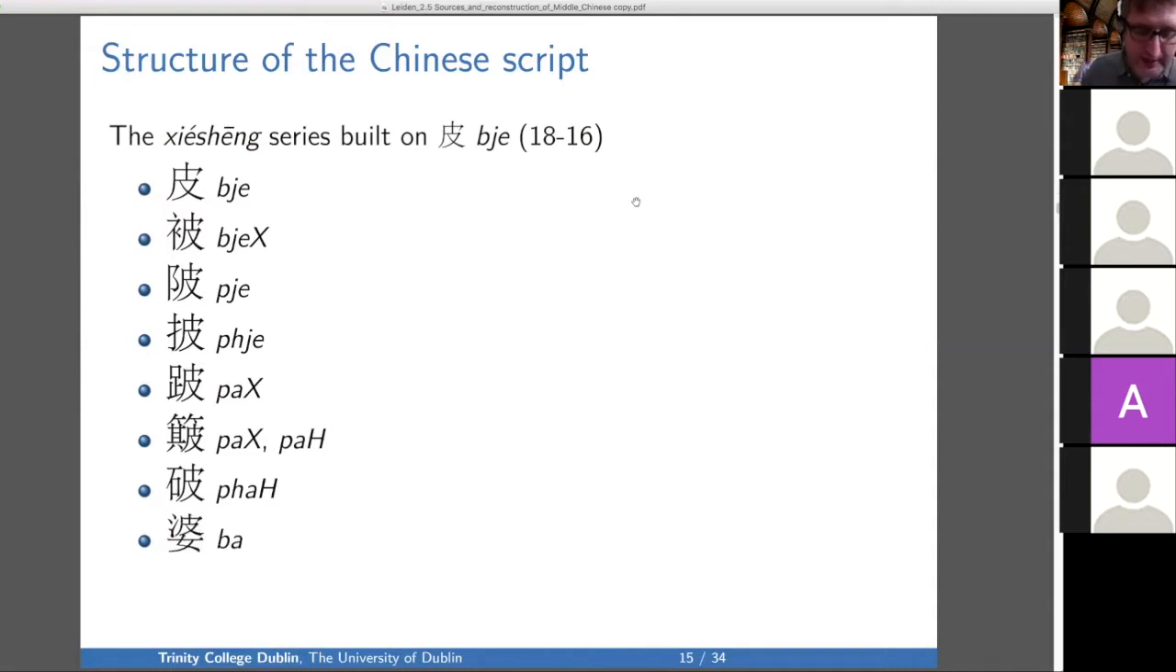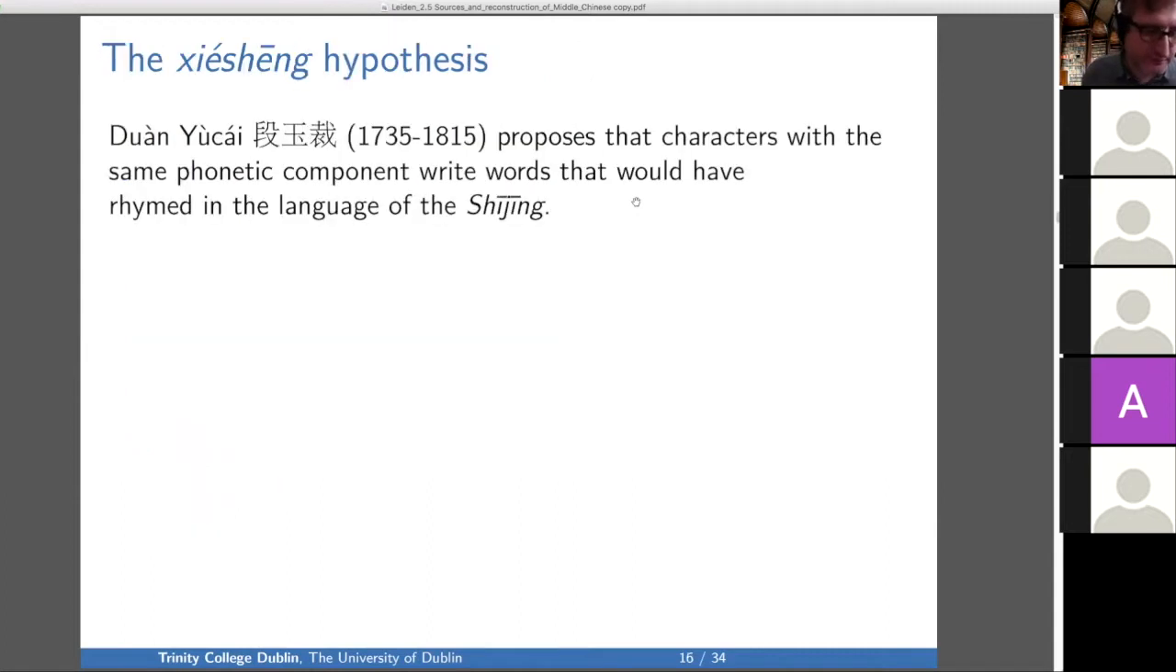So there's clearly, given parameters of variation, a question of what characters that share a phonetic determiner have in common in terms of pronunciation, and what they don't have in common. So the basic methodological working assumption that all of Chinese historical phonology builds on is the Shisheng hypothesis, which was articulated by Duan Yucai, who's a big hero in the history of Chinese historical phonology.